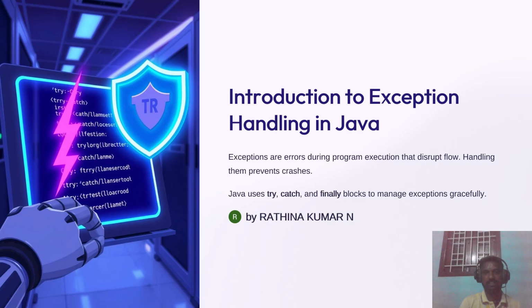So, in the initial slide, we are going to see the introduction to exception handling. Exceptions are errors during program execution that disturb the flow. Handling them prevents crashes. Java uses try, catch, finally blocks to manage exceptions gracefully.